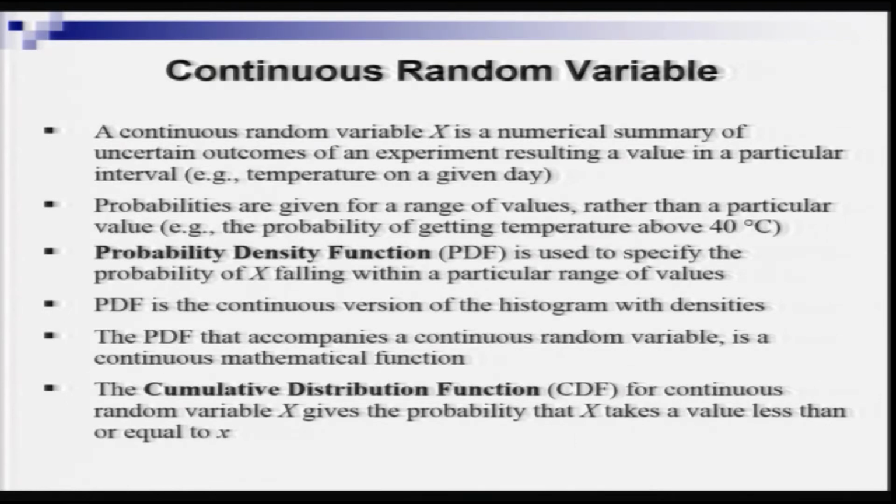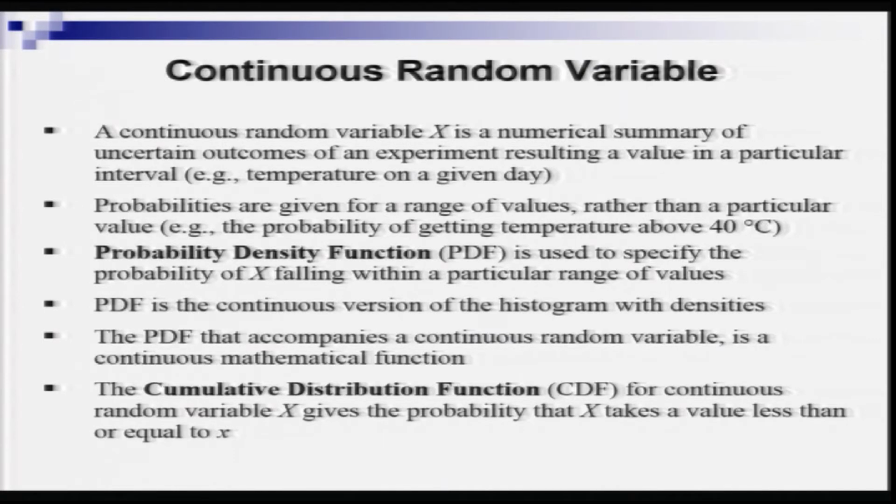Hence, the width of a particular bar is going to be so small that as n tends to infinity, meaning the number of values becomes very large, you can approximate that collection of bars by a continuous line and you get the PDF by doing so. So, the PDF that accompanies a continuous random variable is a continuous mathematical function.